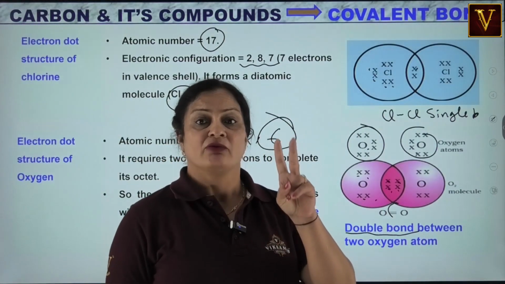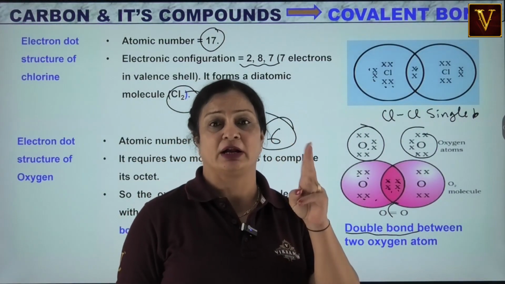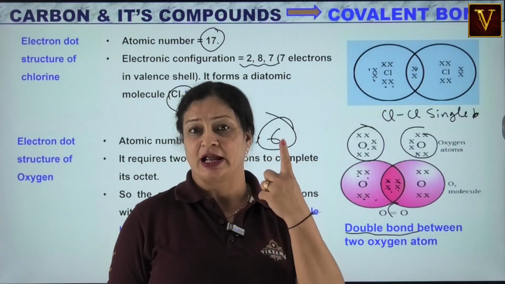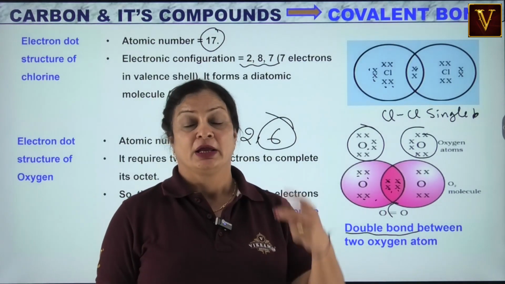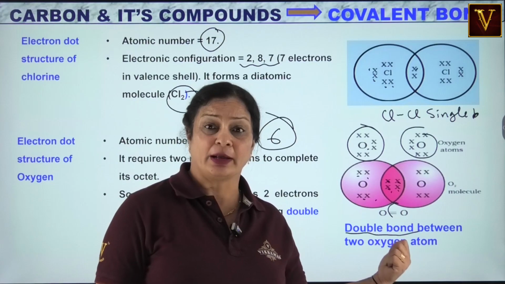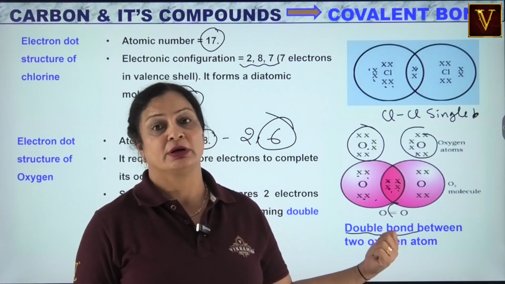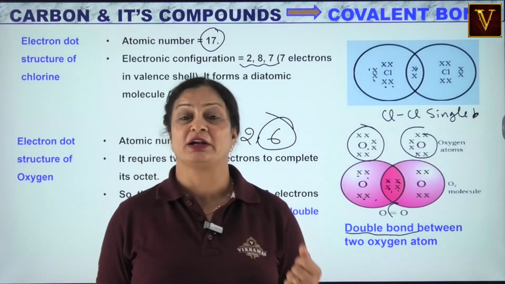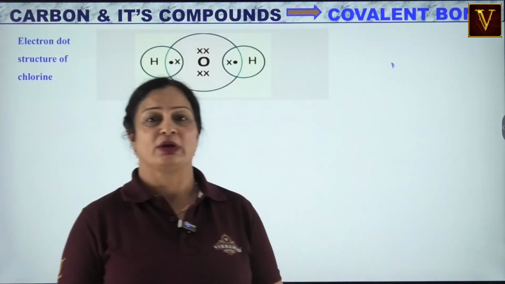Double bond means when both atoms share 2 electrons. If they share 1 electron, then a single bond forms. If 2, then a double bond. So which type of bond forms here? Single or double? Yes, double bond. Why double bond? Because they share 2 electrons. What do you mean by triple bond? Yes. See the next screen.